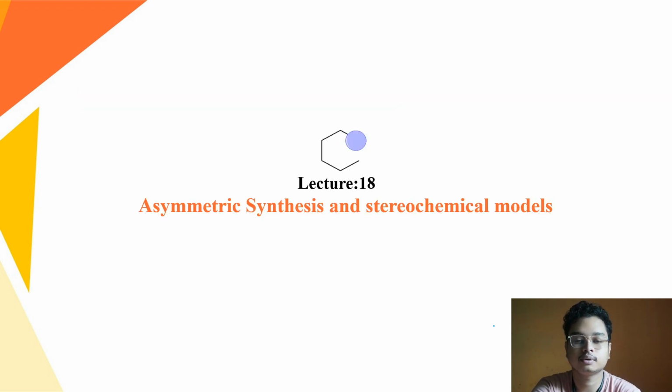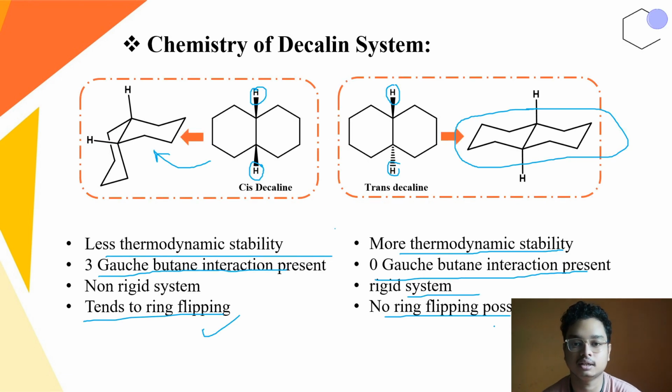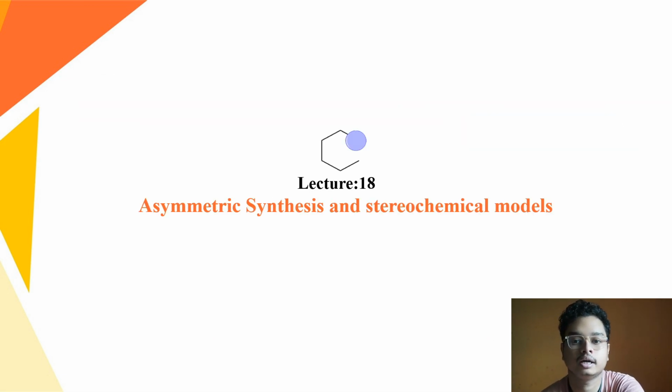With this, we end this particular lecture, and with this we have also ended our conformers in detail. From the next lecture, in the stereochemistry part, we will discuss asymmetric synthesis. In this lecture, we discussed cyclohexane, substituted cyclohexane, the anomeric effect, cyclohexane stability, and the decalin system. I hope it will be clear for you. So thank you for listening.